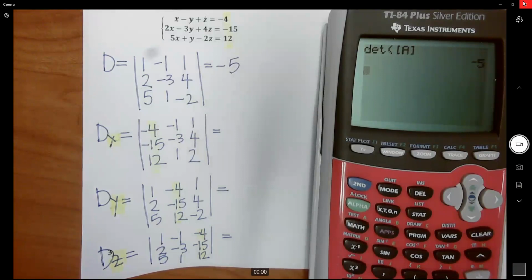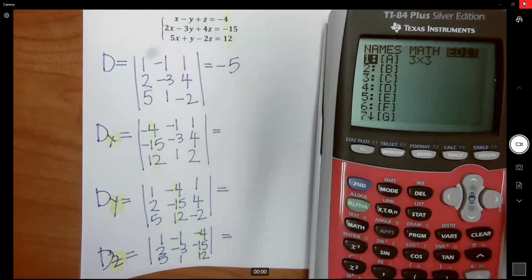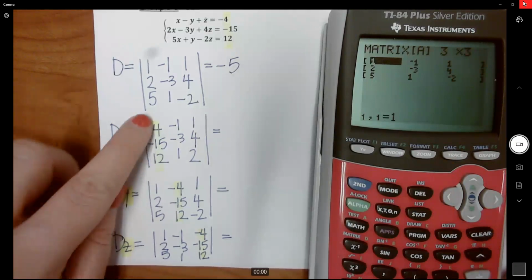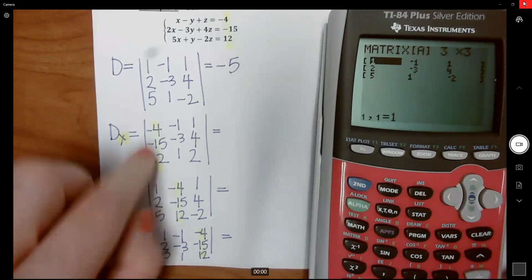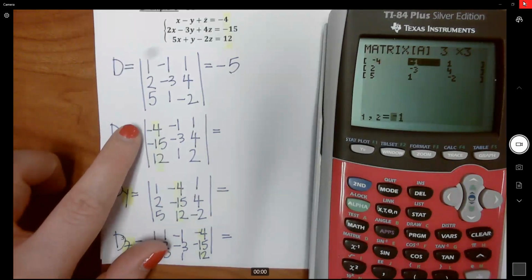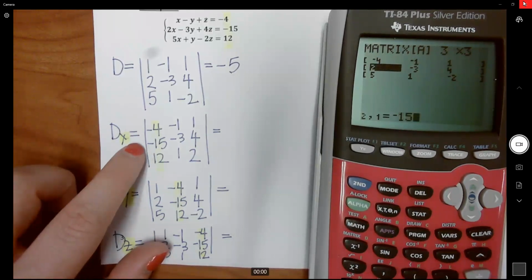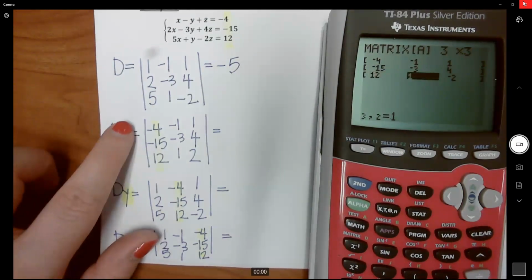Okay, let's do it again for D sub X. Go second matrix over here to edit. It is still 3 by 3. And now I need to replace my first column with what we replaced it with. Everything else is the same. So I got -4, enter, enter, enter. -15, enter, enter, enter. And 12. And then I'm just going to check it.